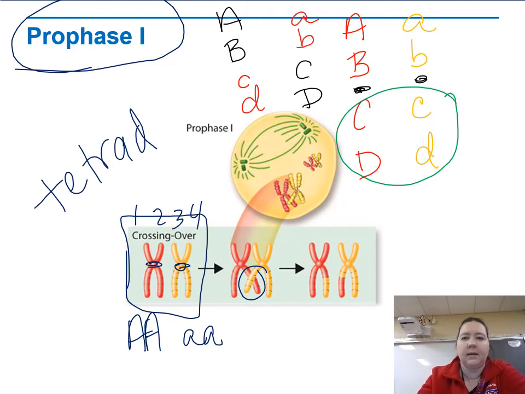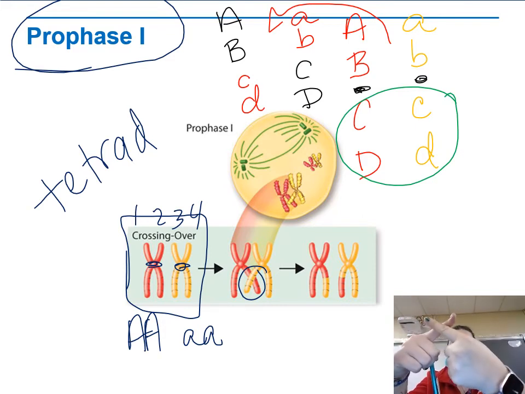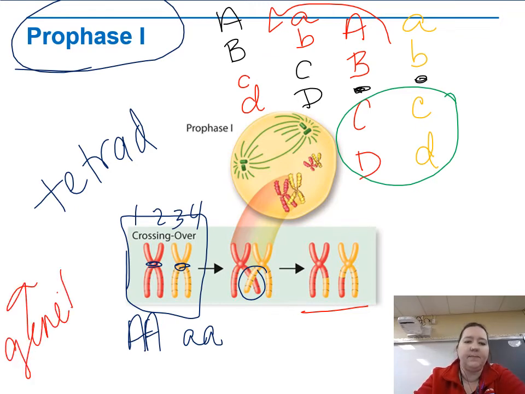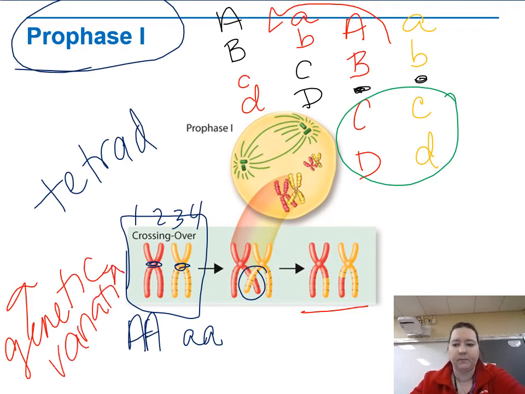I know this drawing is kind of all over the place right now, but what happens is we've actually cut the chromosomes and swapped those pieces together. So you can see here, they now have 2 different spots. So this is a way to increase genetic variation.